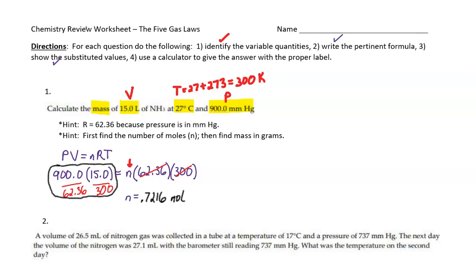Often we would be done with the question at this point. We found the answer for the variable n. But this question asked us to find the mass. So there's an additional step of work. We need to change moles into mass. Let's do that over here on the right.